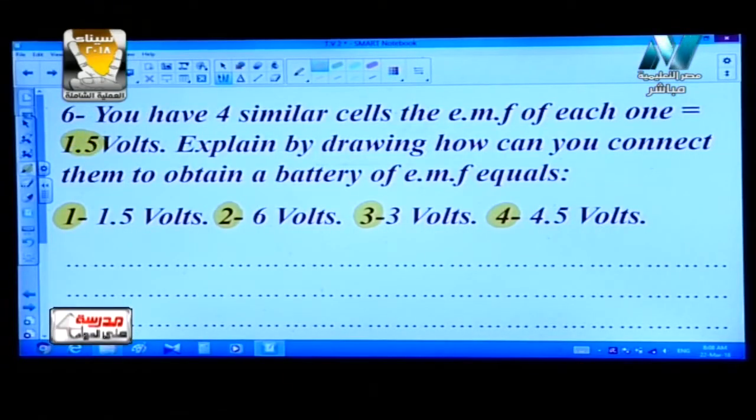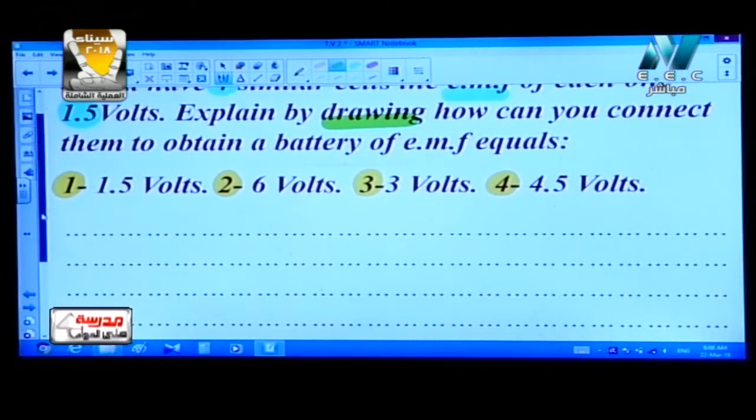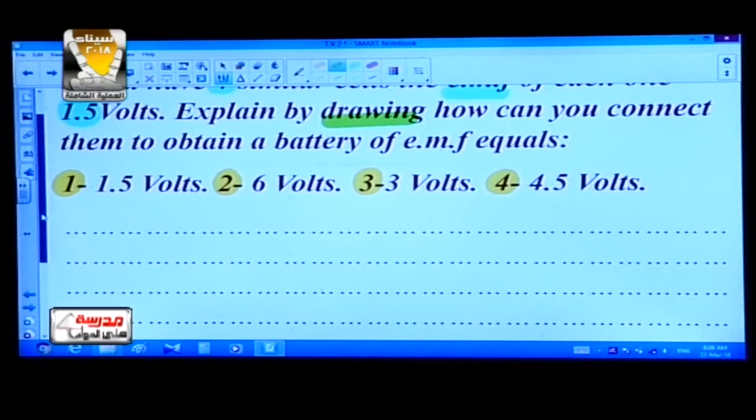So let's start our episode today with a general revision about unit 2. First question: as we see in front of us, you have four similar cells. The electromotive force of each one is 1.5 volts. Explain by drawing, so I must draw: how can we connect them to obtain a battery of electromotive force equal to: number one, 1.5 volts; number two, 6 volts; number three, 3 volts; and number four, 4.5 volts.